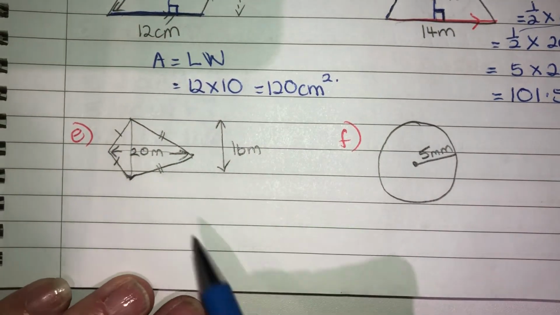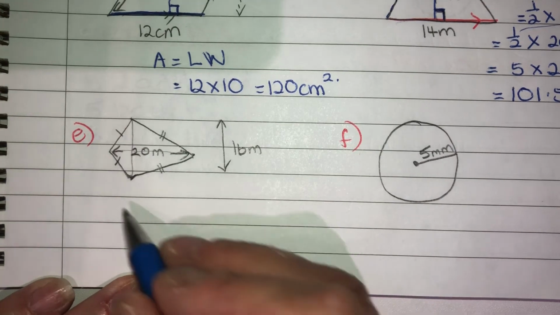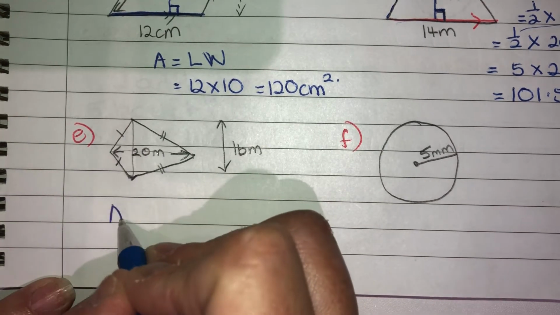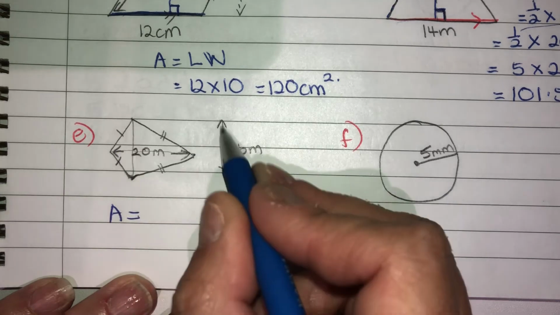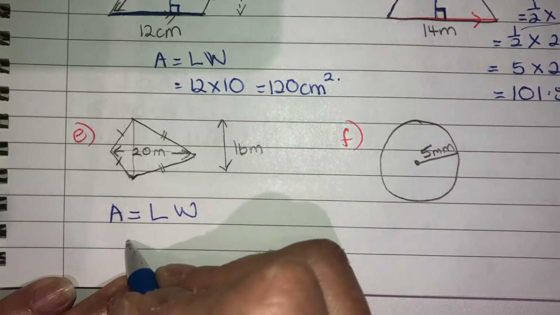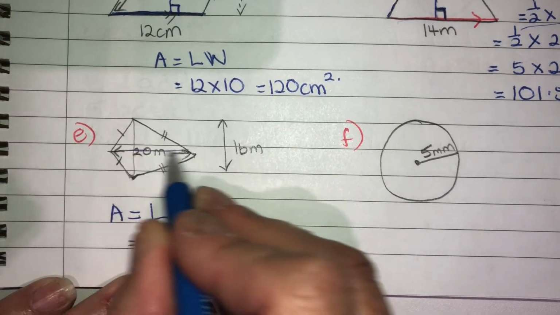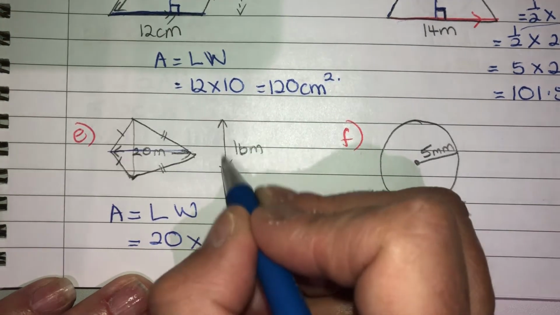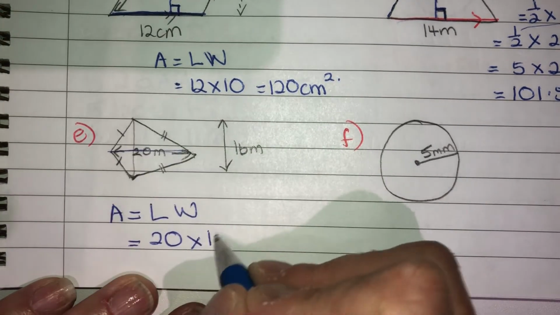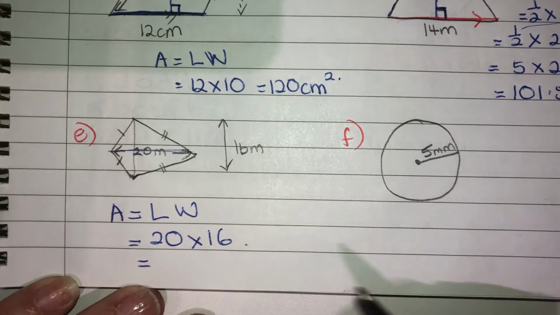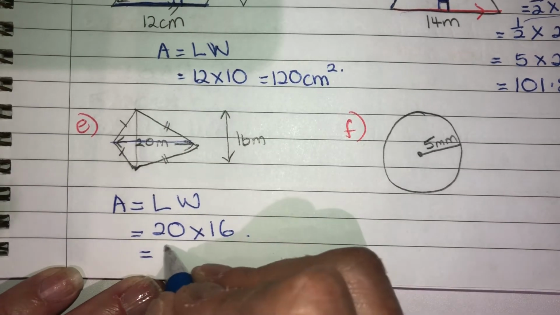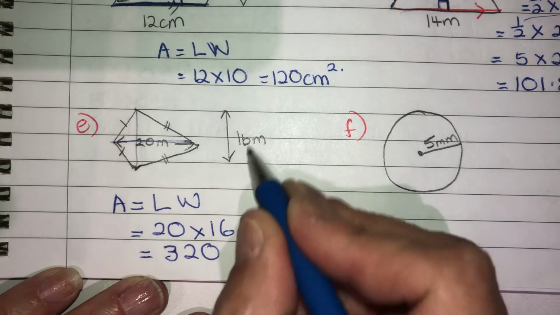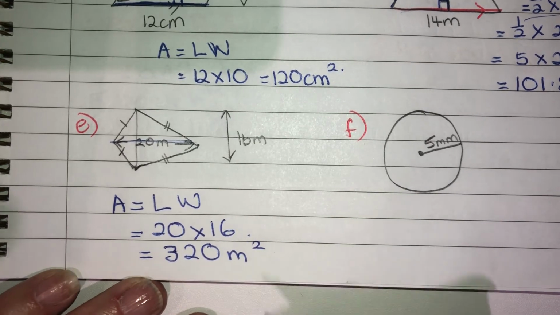All right, then you're going to get some like this, which is a kite. And the kite states the area is the length by the width. The length of this kite, the whole line there, is 20. And how wide it is, 16. So we're going to have 20 times 16 for this one, which should give you 320. And make sure you put meters squared on the end.